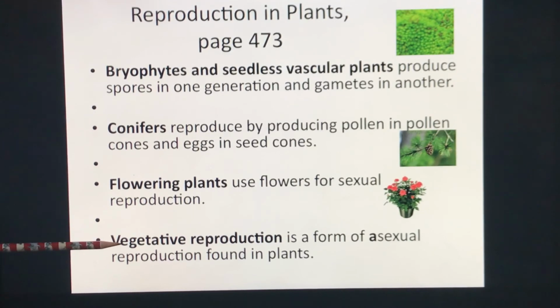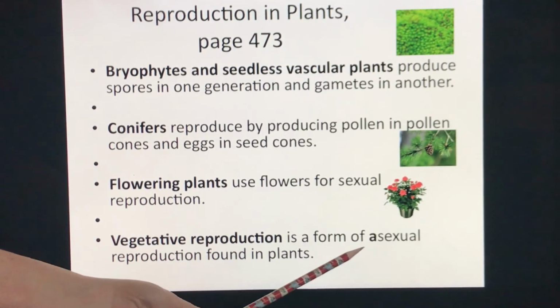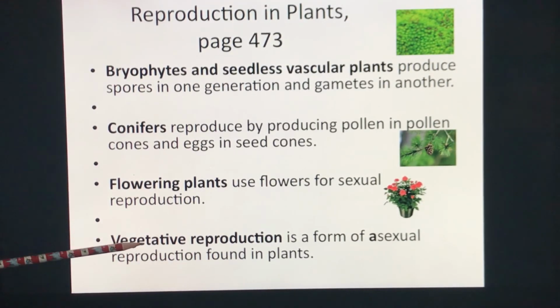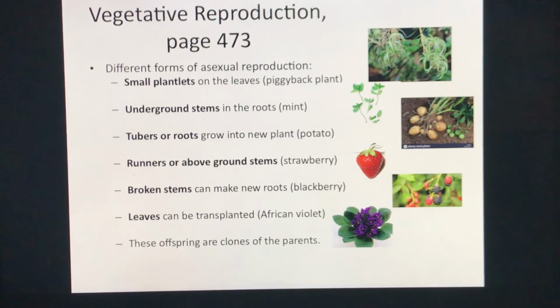But there's also a form of asexual reproduction, right, the A there, that's considered vegetative reproduction, and that is when the plant is more or less cloning itself in the second generation. All right, so let's look at some examples of vegetative reproduction.